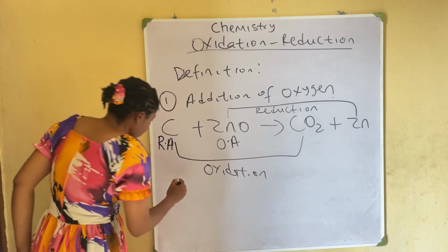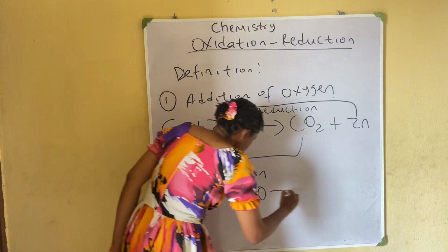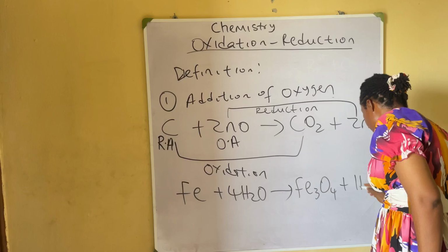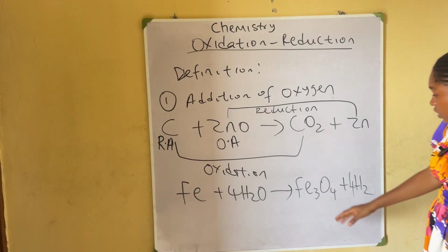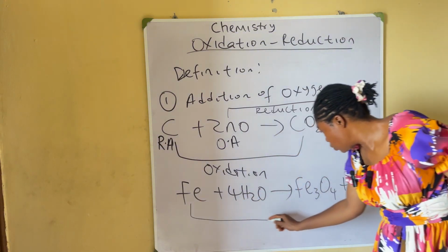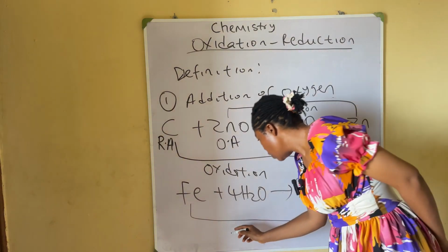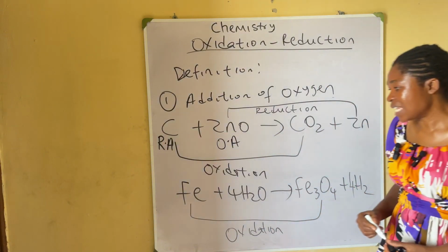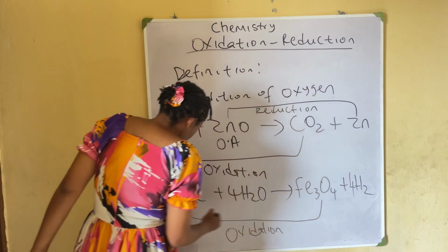Okay, let's look at another example. When iron reacts with steam to liberate hydrogen gas and give tri-iron tetraoxide. Look at this iron. What happens to it? Oxygen has been added to this iron. Addition of oxygen is oxidation. So it means that iron accepted oxygen, isn't it? Remember, the one that leads to oxidation is the reducing agent.